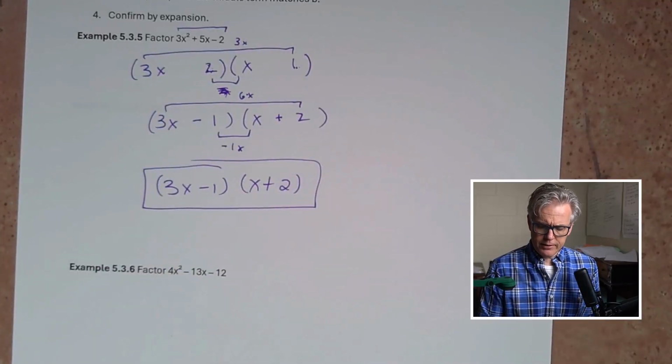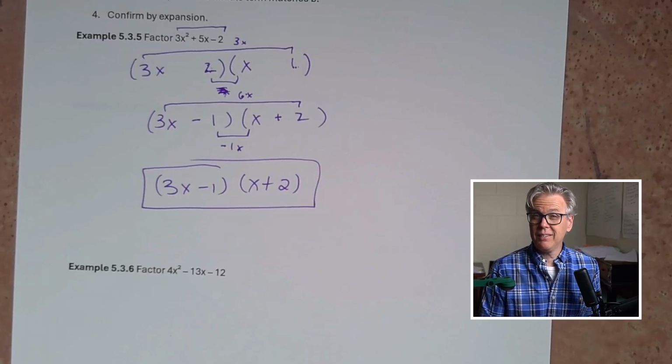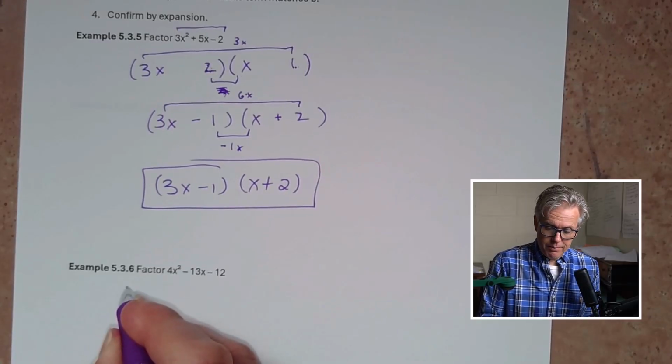All right, let's look at this one. Factor 4x squared minus 13x minus 12. So this one a little harder with trial and error. We can still try it though.